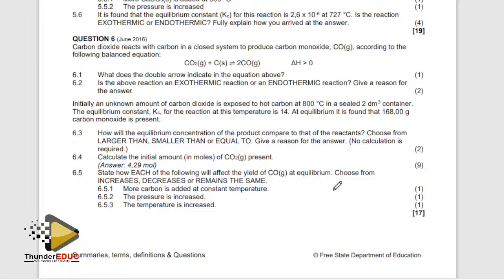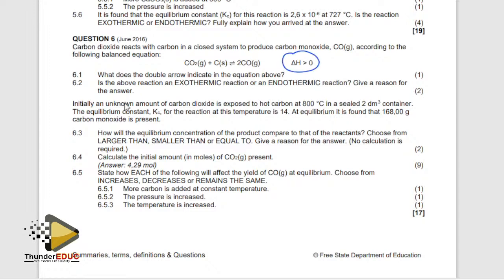Question 6, they are asking, what does the double arrow indicate? The double arrow indicates that it's a reversible reaction. Then they are asking whether the above reaction is endothermic or exothermic. You have to look at the enthalpy change here. If it is greater than 0, then it means that it is endothermic. If it is less than 0, it means that it is exothermic. So in this case, it's greater than 0, therefore it is endothermic.